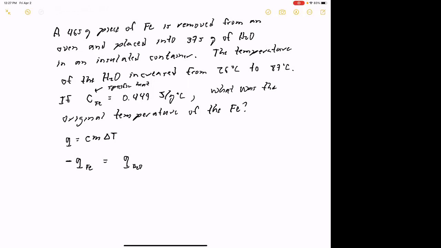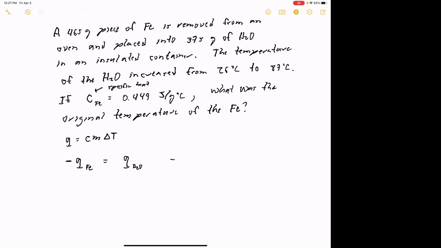So this is the premise for any calorimetry experiment. It's a simple transfer of heat from one substance to another. And I can quantify that through the equation up there at the top: Q is equal to C times M times delta T. So I could do a simple substitution and write this.